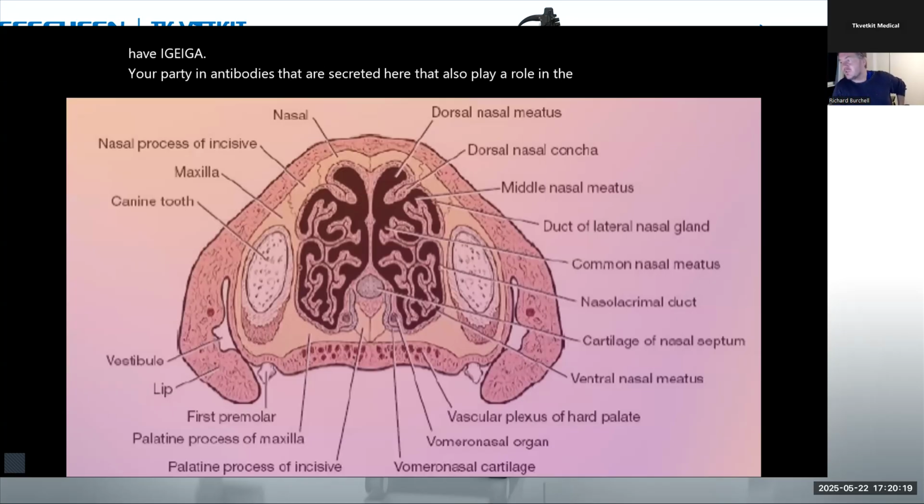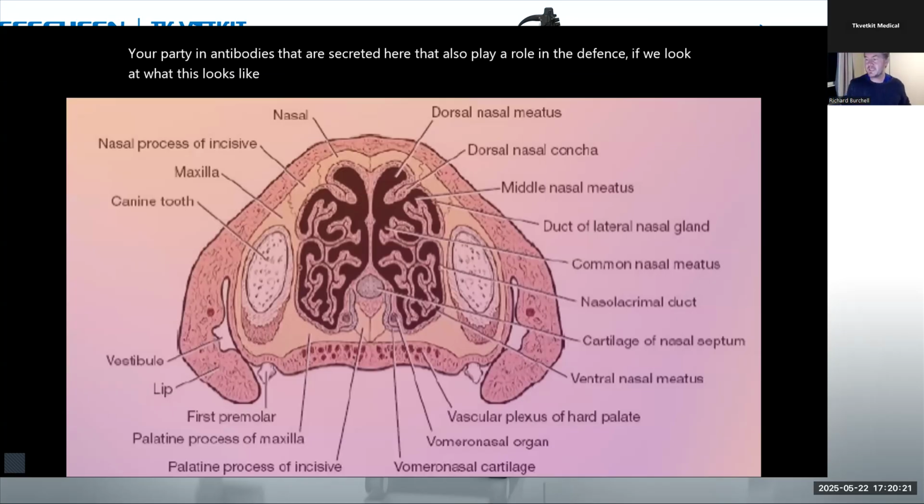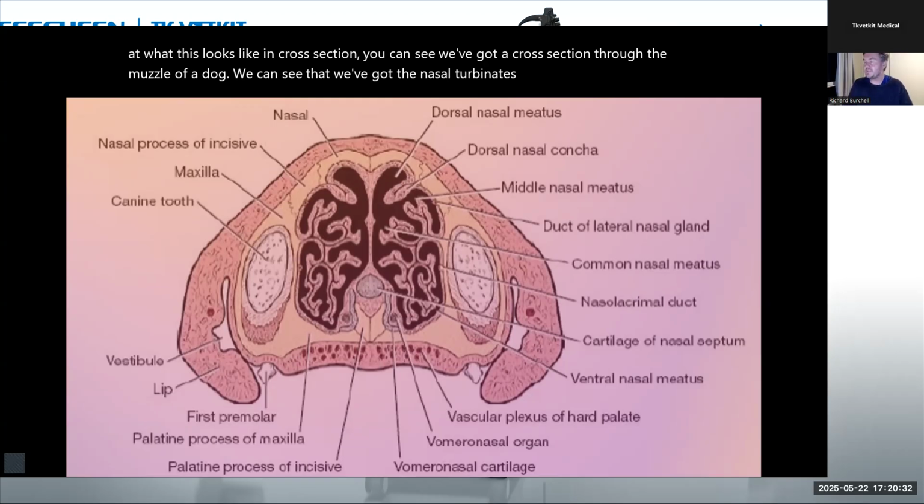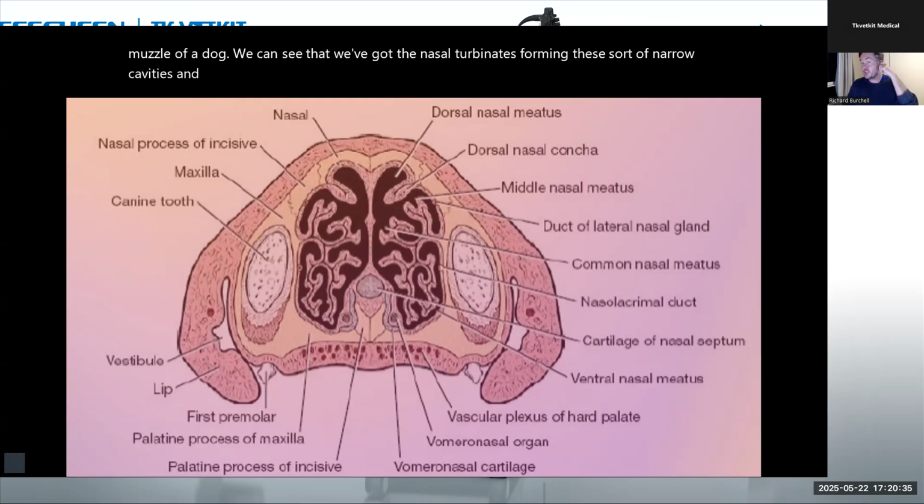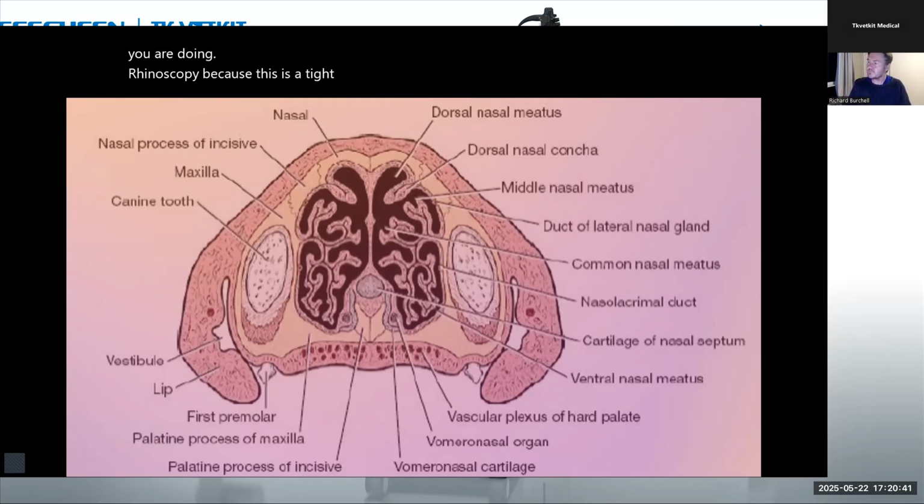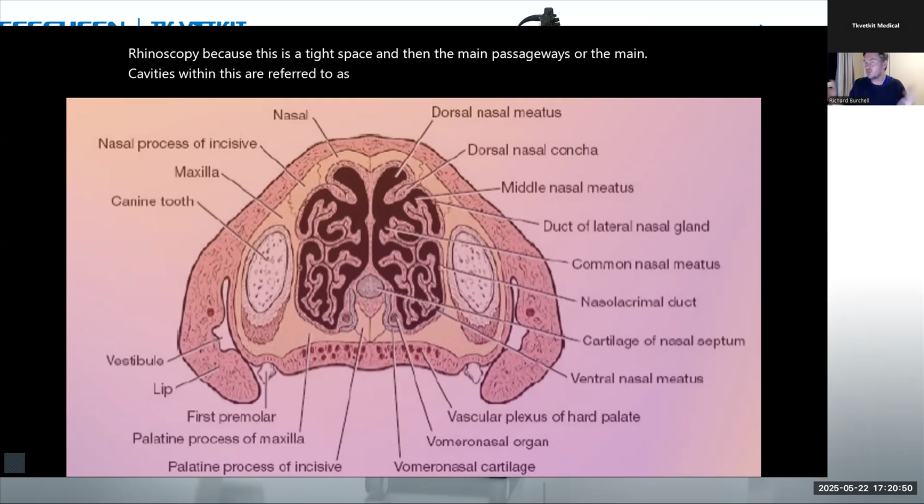If we look at what this looks like in cross-section, you can see we've got a cross-section through the muzzle of a dog. We can see that we've got the nasal turbinates forming these sort of narrow cavities. And then it gives you an appreciation of what you need to navigate through when you are doing rhinoscopy, because this is a tight space.